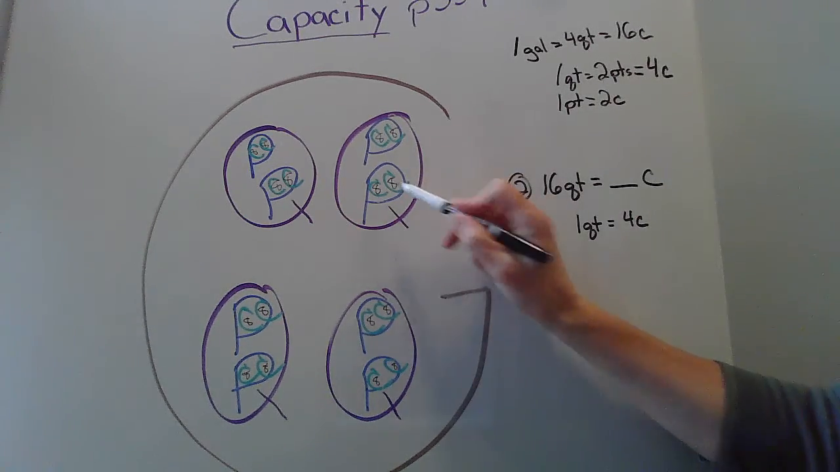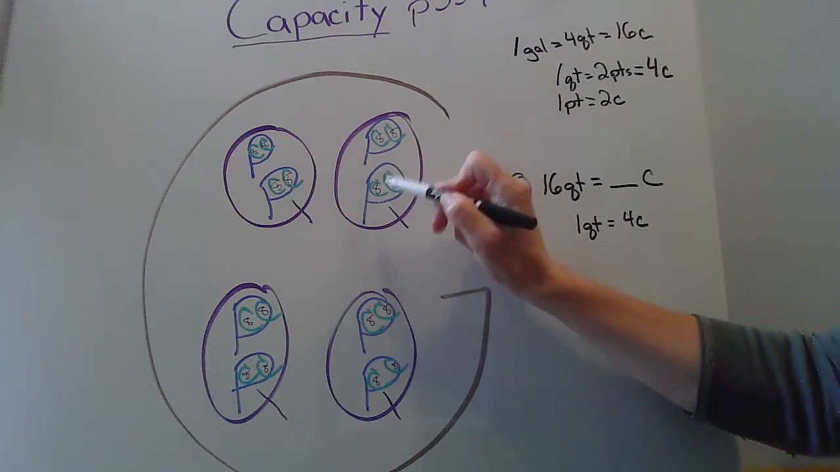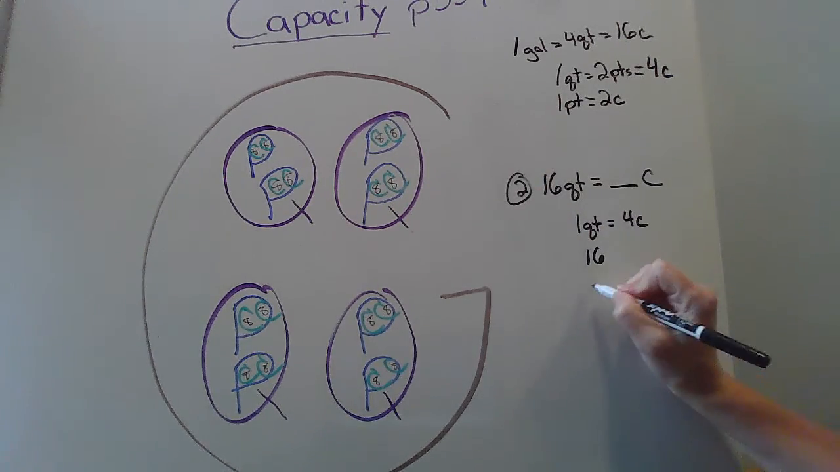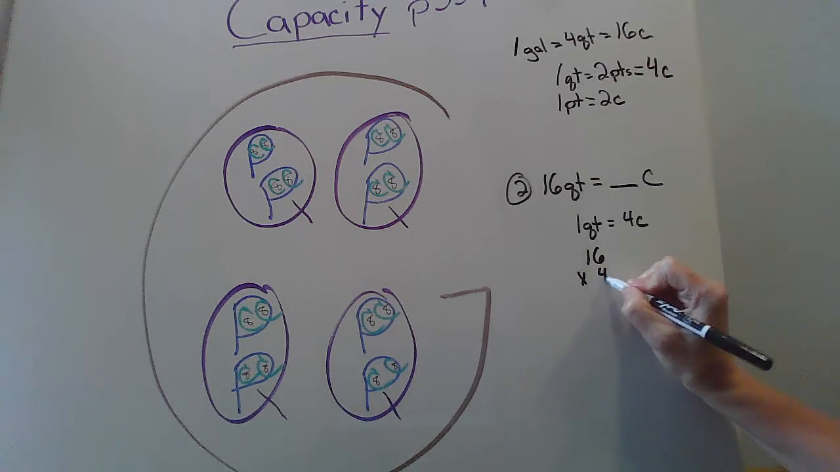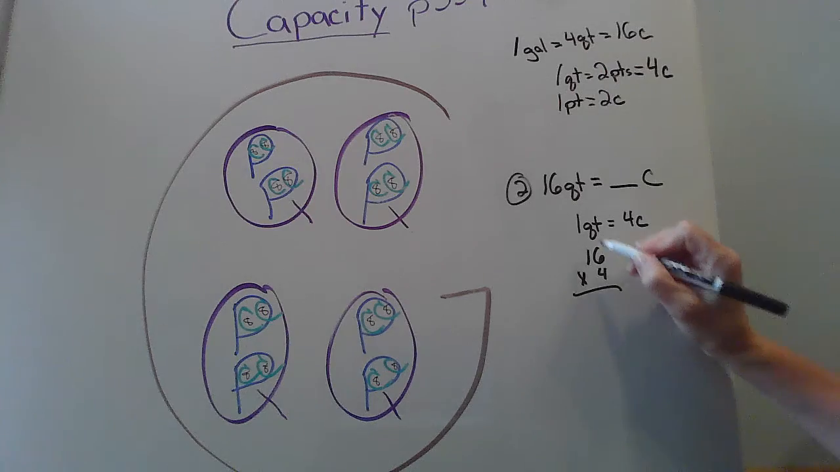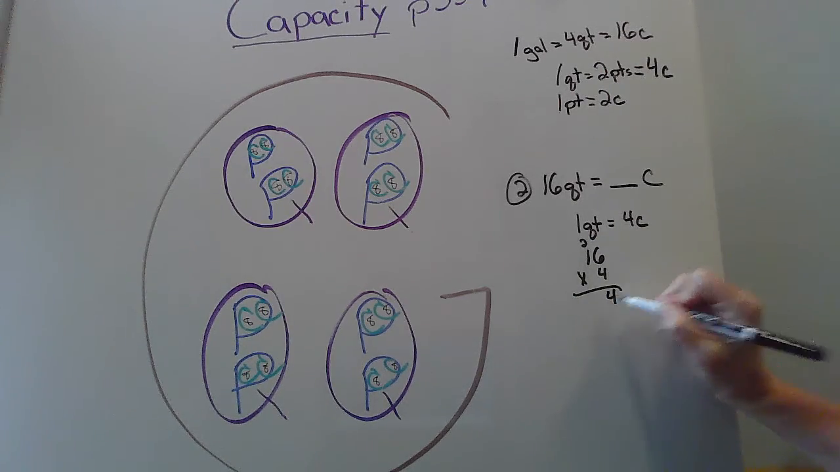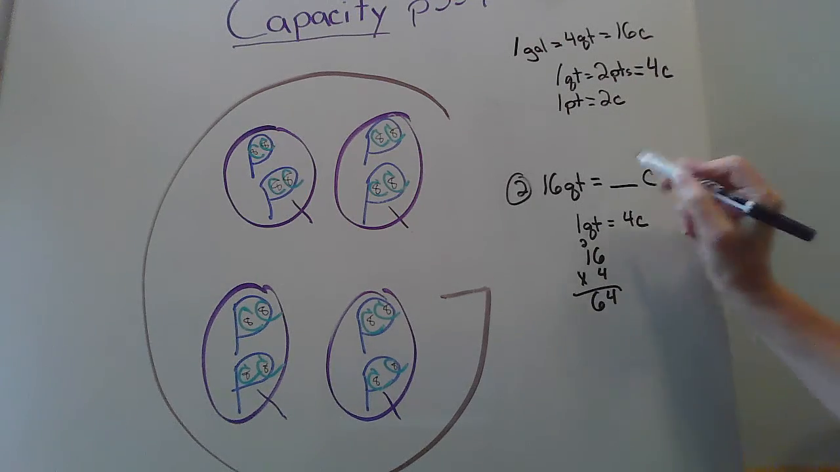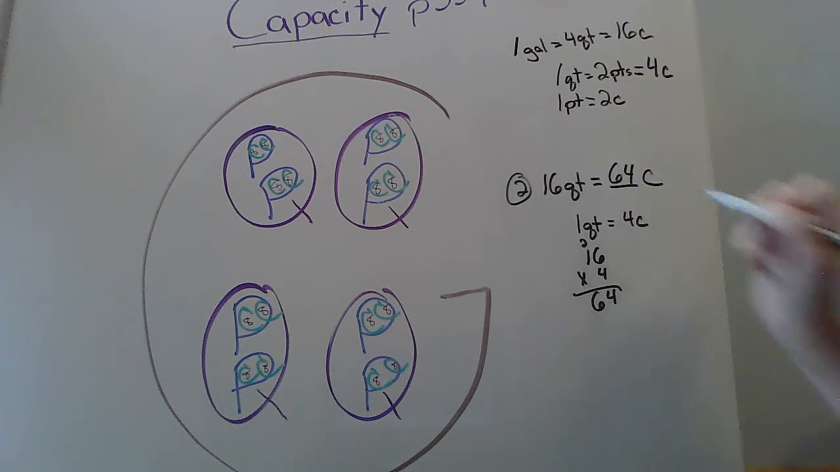Okay, cups is a smaller measurement than quarts. It's inside it. So we're actually going to multiply 16 times 4. When we multiply 16 times 4, you do 4 times 6 is 24. Carry the 2, put down the 4. 4 times 1 plus 2 is 6. So my answer would be 64 cups.